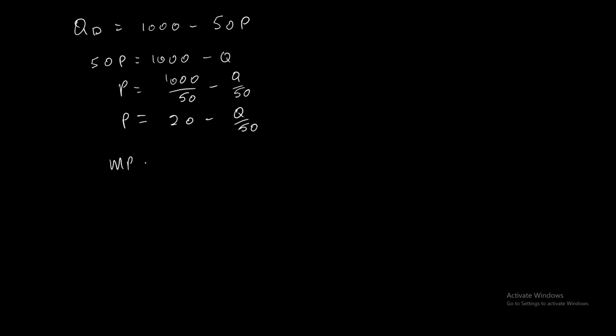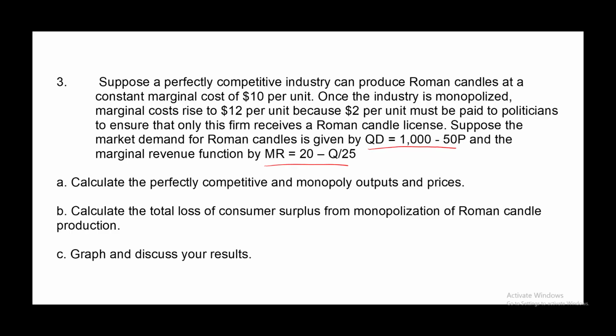Now the marginal revenue function has the same intercept as the demand function, but twice the gradient. So the same intercept, which is 20, minus twice the gradient, so it will be 2Q over 50. So marginal revenue would be 20 minus Q over 25. This property of the same intercept and twice the gradient always holds for any linear demand function. Because this demand function is linear, this will hold. So now we can go and do part A.